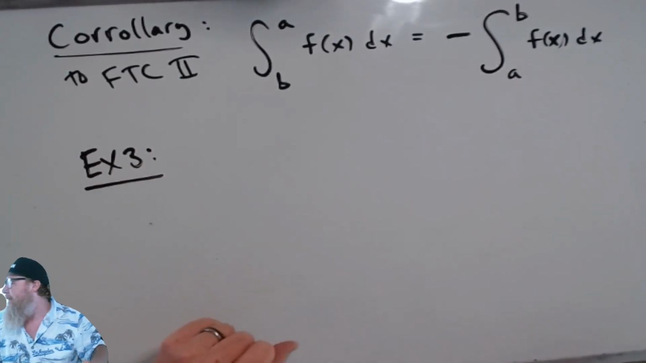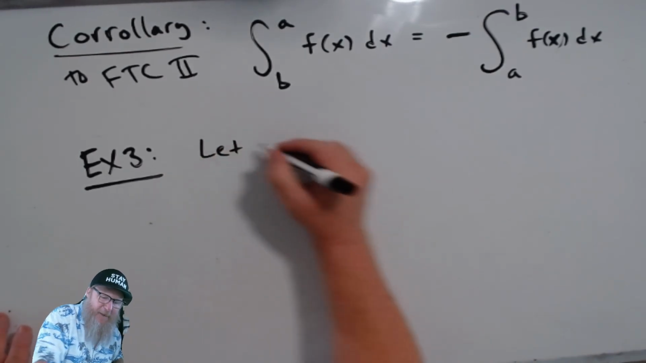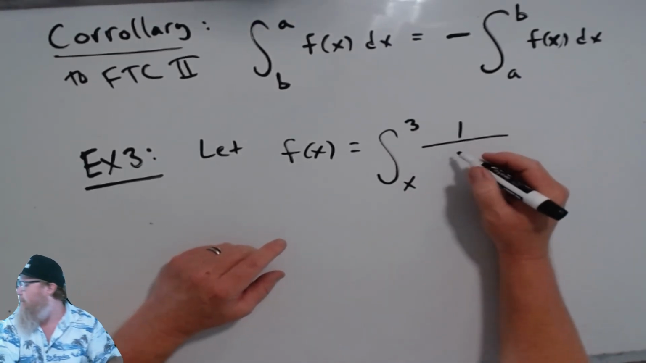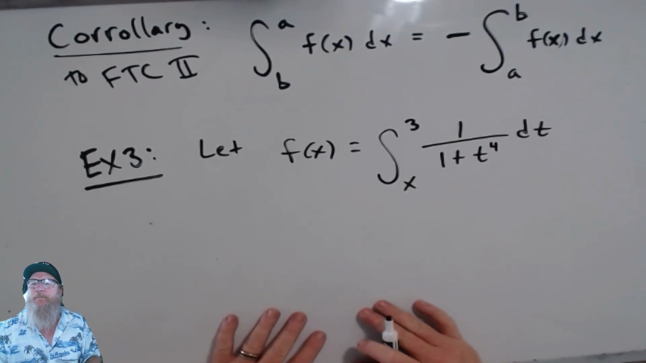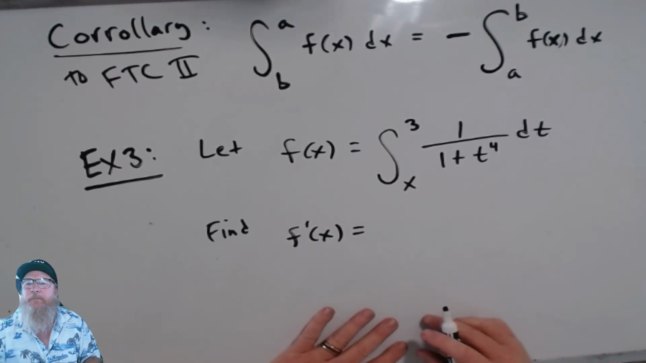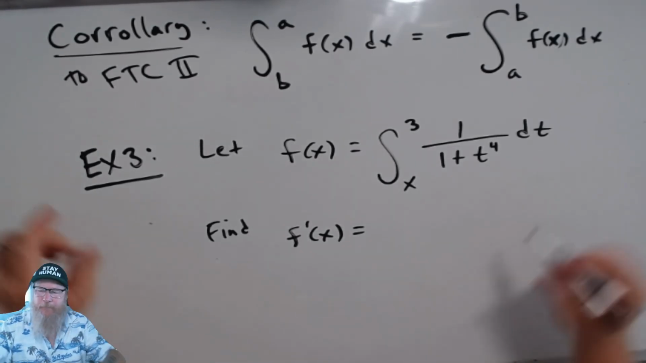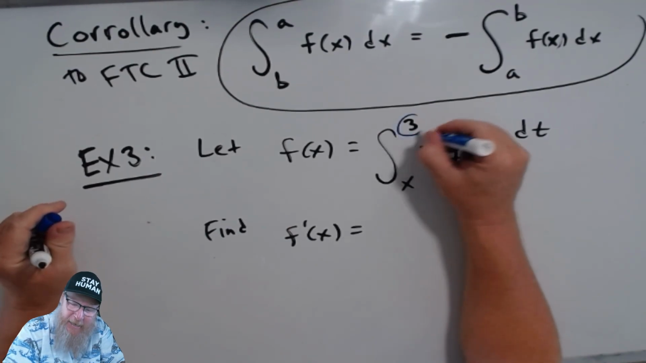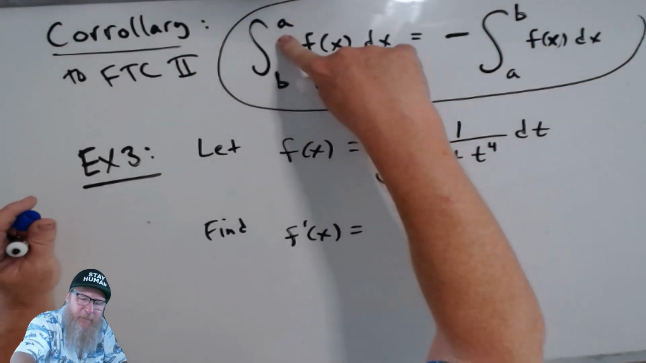So example 3. Let f of x be the integral from x to 3 of 1 over 1 plus t to the 4th dt. Find the derivative, f prime of x. Well, we're going to use this corollary. So this is our A, and this is our B. So we're going from B to A.